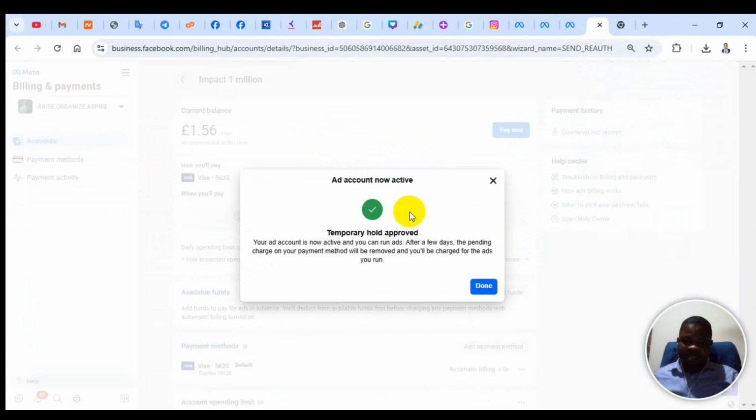Now if you look here, the money wasn't initially up, so after I put the money, I just went and clicked on try again. And when I tried again, you see it now says ad account now active, temporary hold approved, and now the advert is running. Another option I will advise you is you can consider using a new ad account or creating a different ad account.